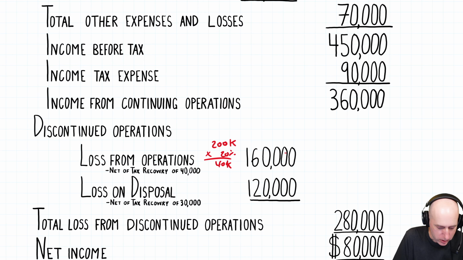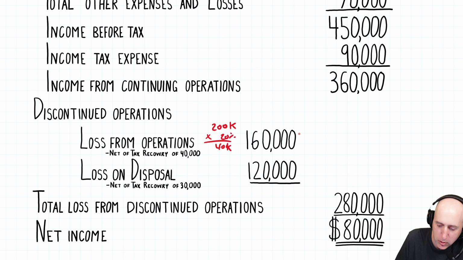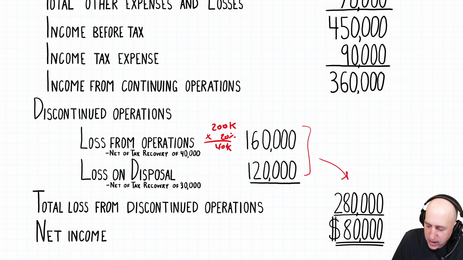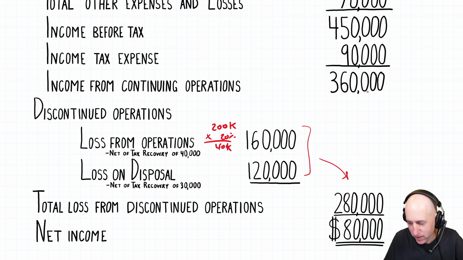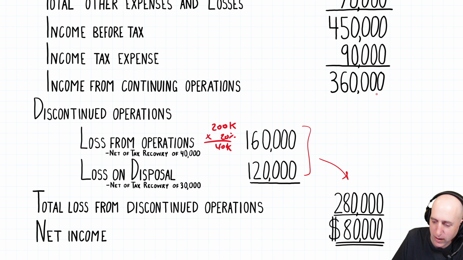And same with the loss on disposal. So overall, in this thing we decided to stop doing, we lost 280 grand. There's the total on the right. So my day-to-day business, let's just say it's Target USA, was generating 360 grand in profit.